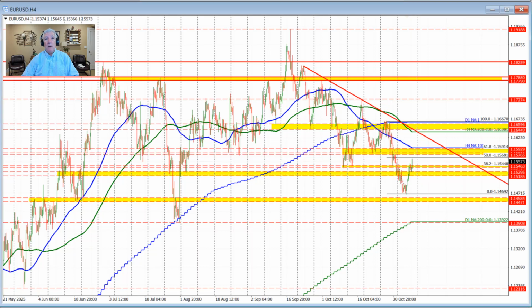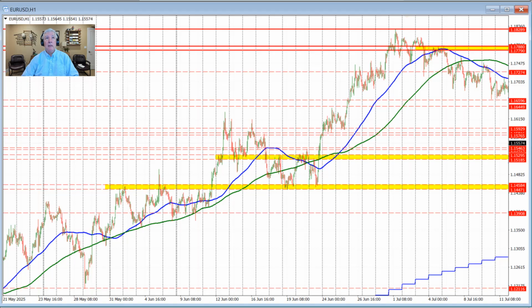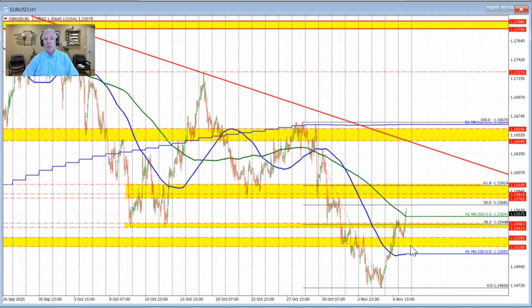Now let's take a closer look at the hourly chart to see if there are any clues from it. What we can see in trading today is how the price came down to the high of that swing area, found support buyers and pushed back higher. What we didn't see on the 4-hour chart was a move back above the 200-hour moving average here on our way to the 50% retracement. That 200-hour moving average comes in at 1.1554, and that's going to be a close support level for traders.